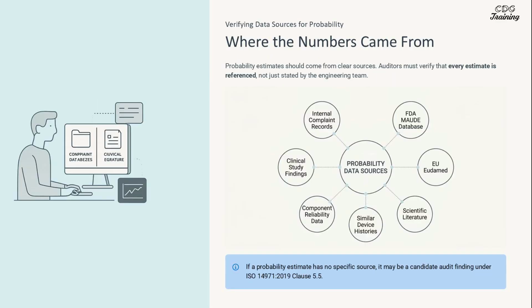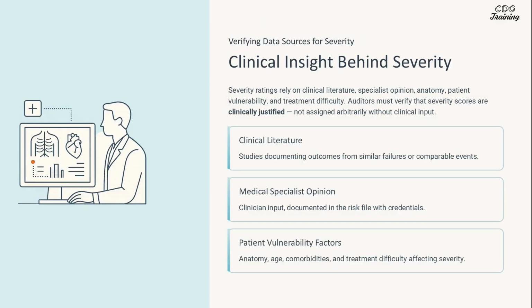Probability estimates should come from clear sources. Auditors must verify that every estimate is referenced, ensuring transparency and accuracy in the risk assessment process. Severity ratings rely on clinical literature, specialist opinion, and patient vulnerability. Auditors must verify these sources are clinically justified and not assigned arbitrarily.